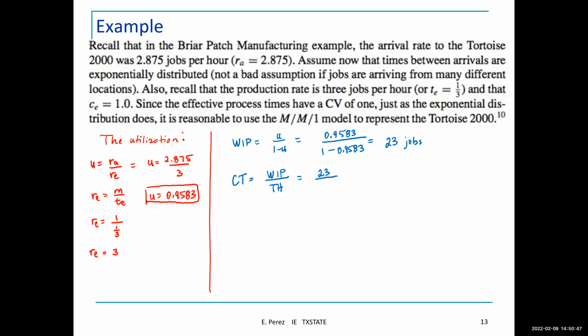So the throughput in MM1 systems is equal to the arrival rate. Okay, so our arrival rate in this case is 2.875. And that will be equals to 8 hours.